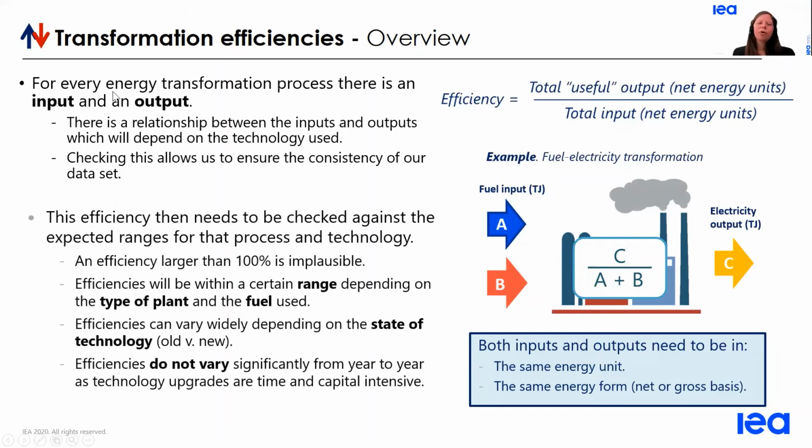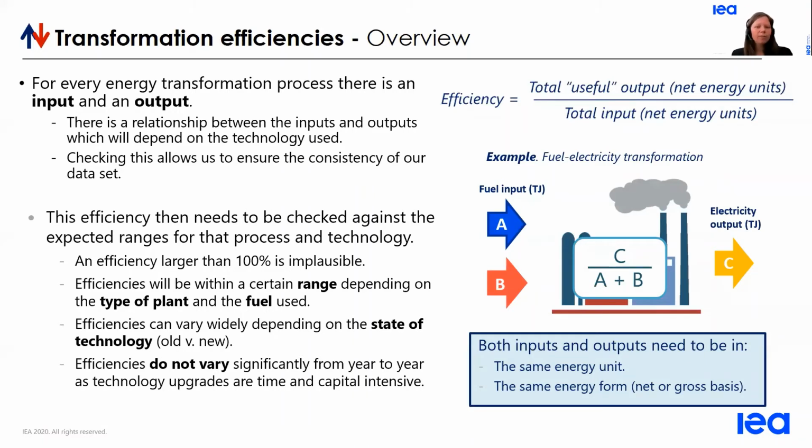Then, once we have computed the efficiency, we will be able to check it against the expected ranges for the process and technology. The first point is, if you have an efficiency larger than 100%, that's very implausible. Then we will look at the ranges. They can be dependent on the type of plant and on the fuel used.